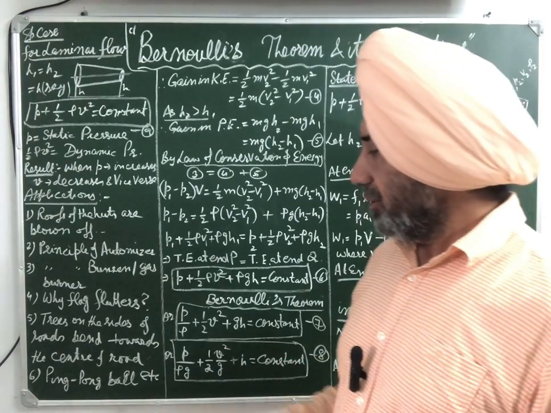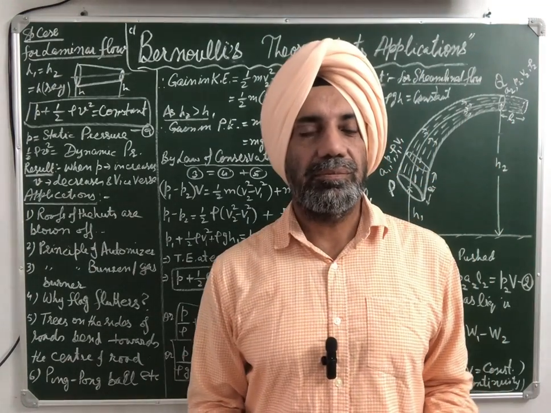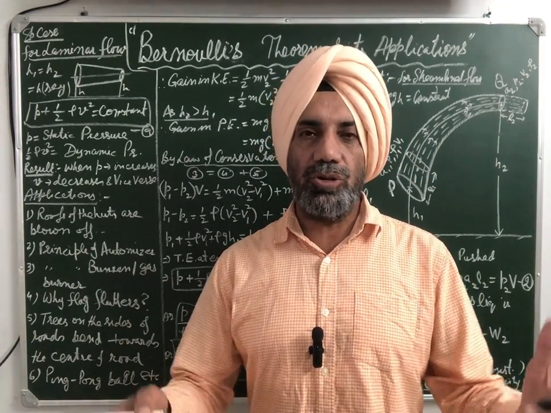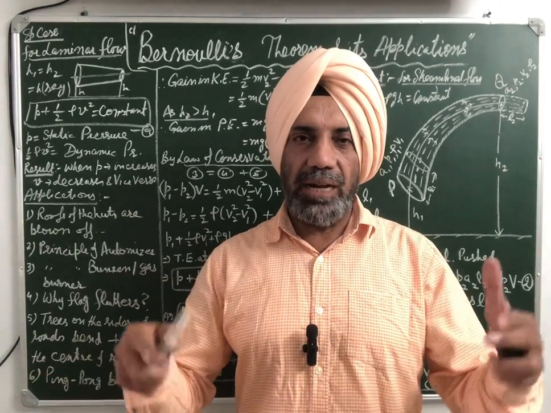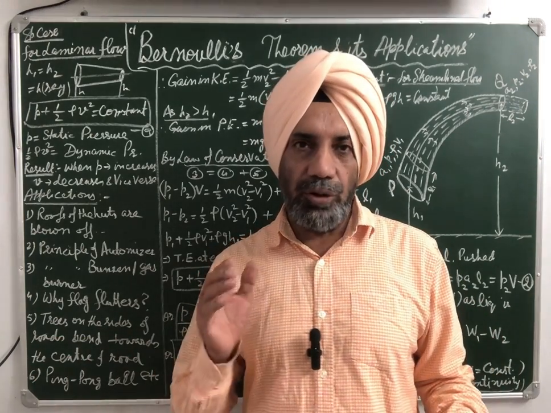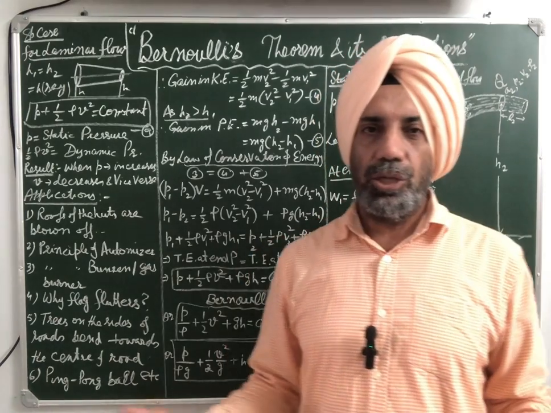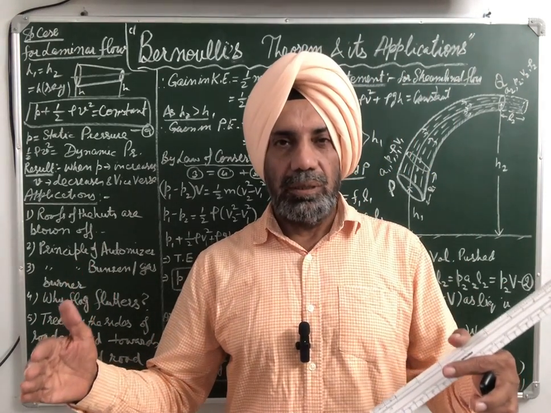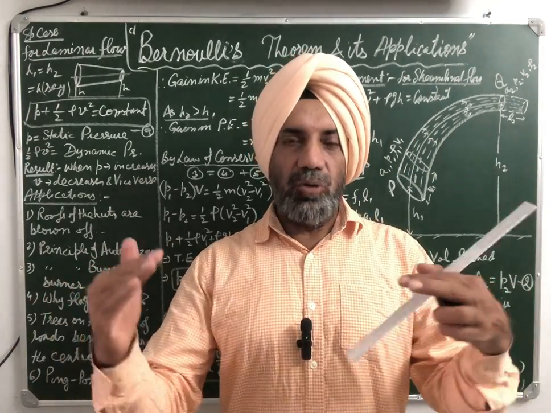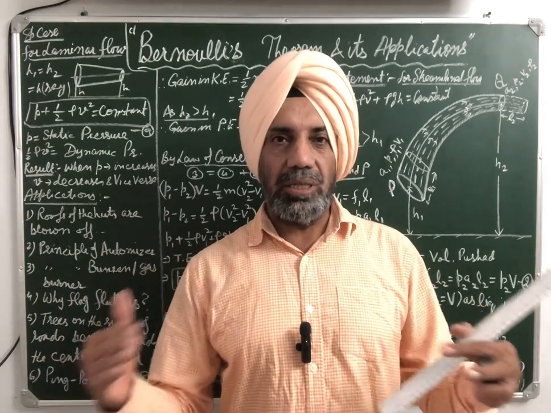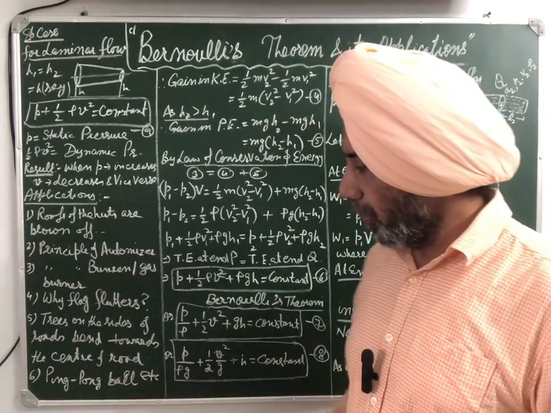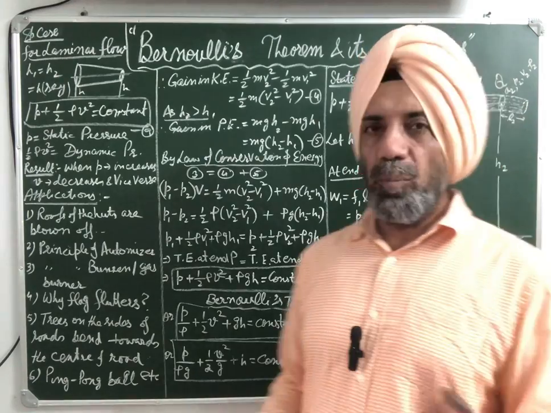All trees on the roads, we have seen trees on roads or highways are bent towards the center of the road. Because when traffic goes with high velocity, pressure decreases. So as they grow, they bend toward the region of lower pressure, that is toward the center of the road.